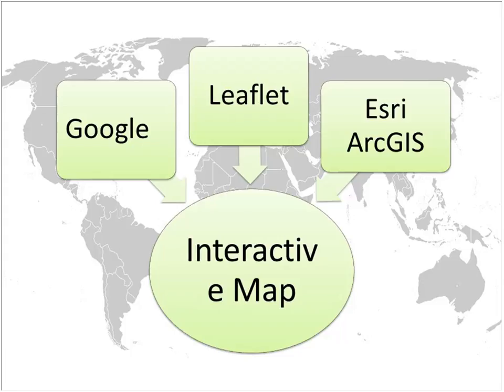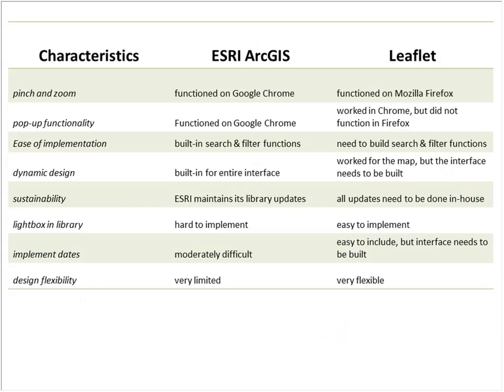Tim created this chart comparing how well the platforms performed the features that we deemed critical to the project. After testing it, it was decided to use the Esri version due to the ease of implementation and sustainability, and because both the pinch and zoom and the pop-ups worked with Google Chrome on the touchscreen TV. The only difficulty would be to implement the Lightbox JavaScript library functionality and make any design customizations. We also decided to standardize the image scans and to clean the metadata as much as possible.